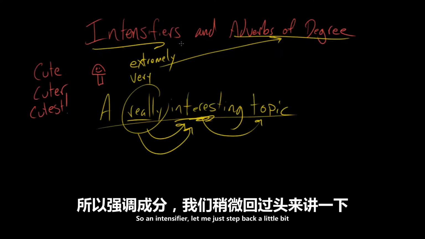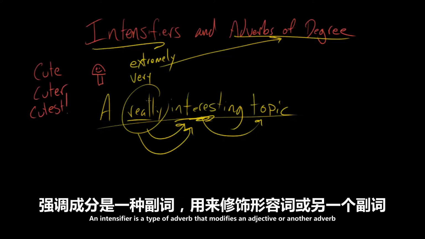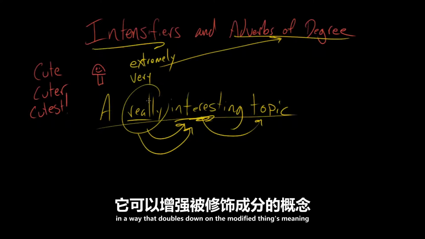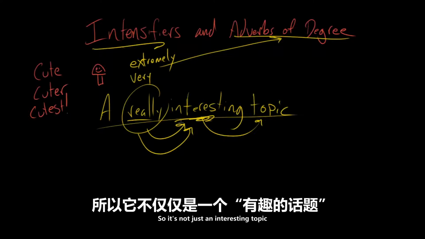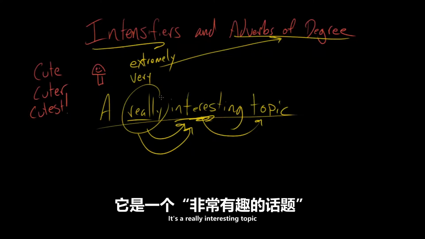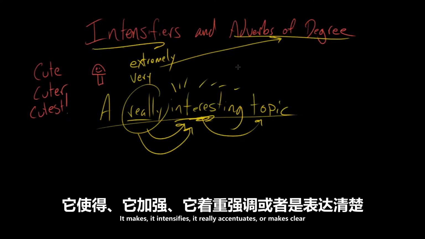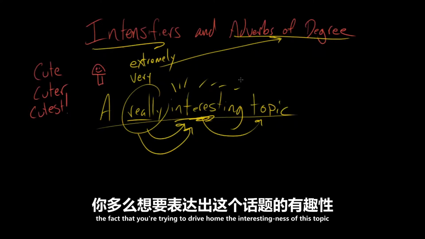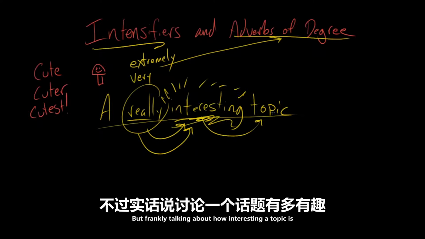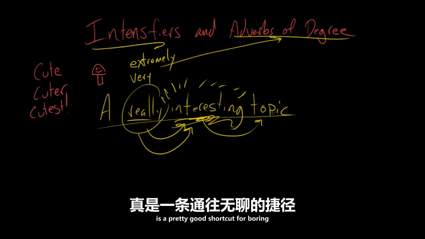So an intensifier, let me step back a little bit. An intensifier is a type of adverb that modifies an adjective or another adverb in a way that doubles down on the modified thing's meaning. So it's not just an interesting topic, it's a really interesting topic. So it's like extra special, extra interesting. It intensifies, it really accentuates or makes clear the fact that you're trying to drive home the interestingness of this topic. But frankly, talking about how interesting a topic is a pretty good shortcut for boring.